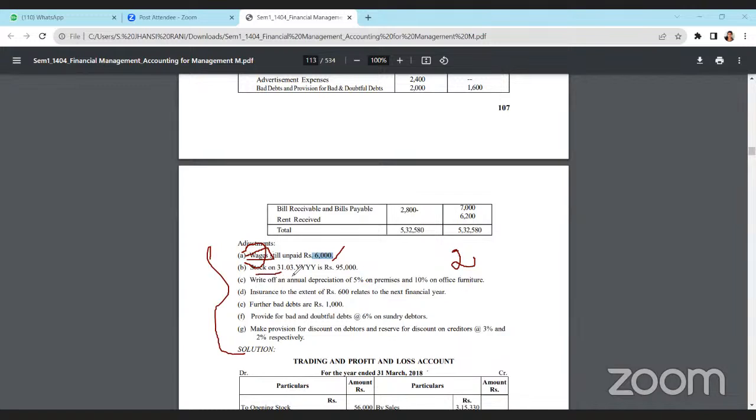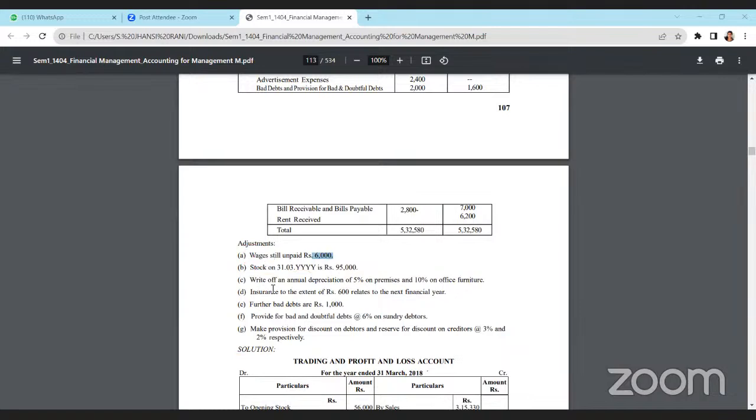Next we have stock on 31st March 2018 is 95,000. So this stock is closing stock. And as I said, two adjustments, two effects will be there. So the first effect is trading account credit side we write by closing stock. And the other effect is balance sheet asset side. Under current assets we will write closing stock.